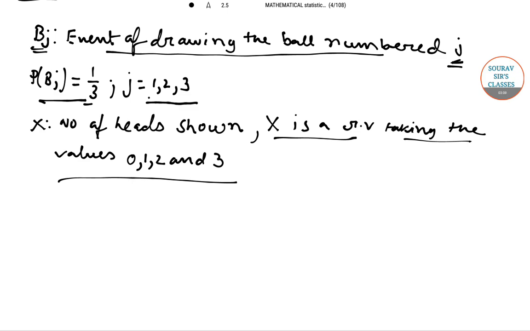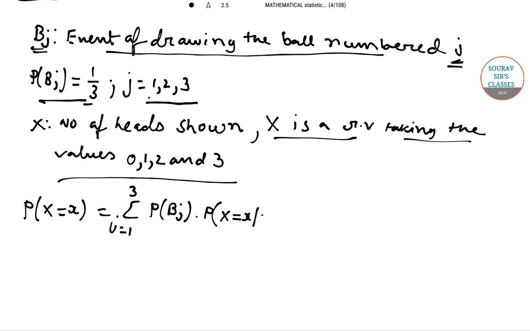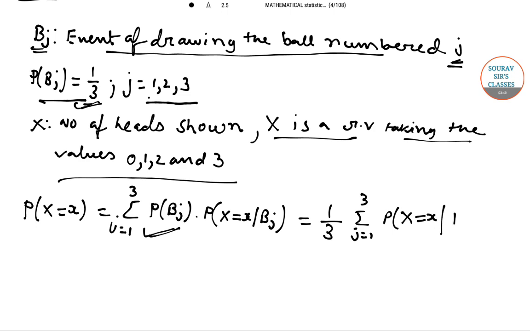Now the probability of X equals small x is equal to the summation j equals 1 to 3 of probability Bj into probability X equals small x given Bj, which is equal to 1 by 3 times the summation j equals 1 to 3, because the probability of Bj we have found to be 1 by 3, times probability of X equals x given Bj. So now we'll put the values here.